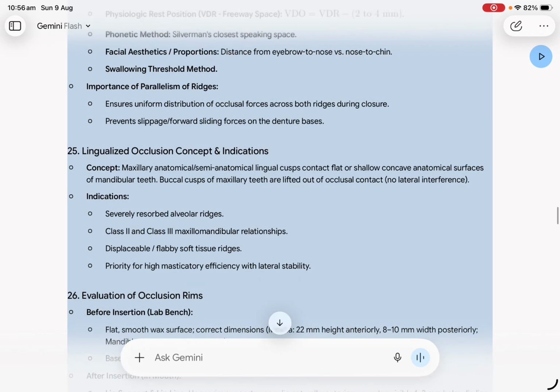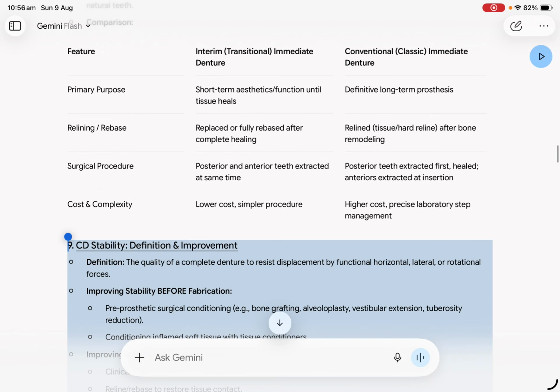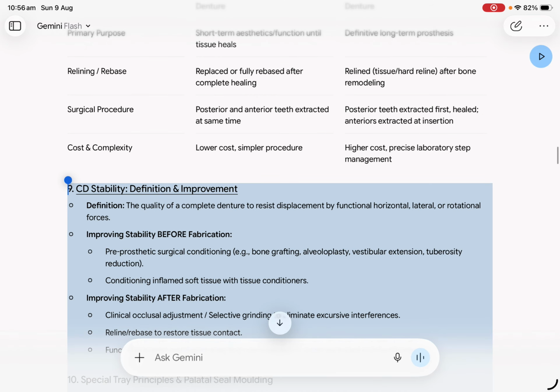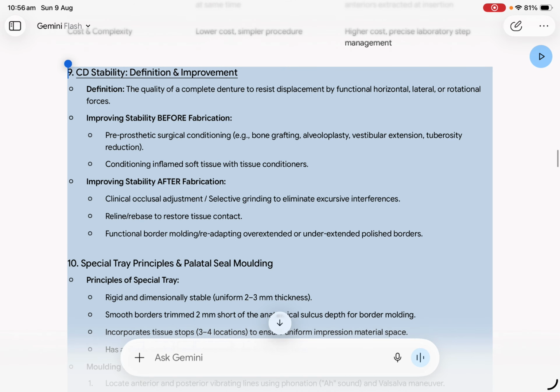9. CD stability, definition, and improvement. Definition: the quality of a complete denture to resist displacement by functional horizontal, lateral, or rotational forces. Improving stability before fabrication: pre-prosthetic surgical conditioning, for example, bone grafting, alveoloplasty, vestibular extension, tuberosity reduction, conditioning inflamed soft tissue with tissue conditioners.